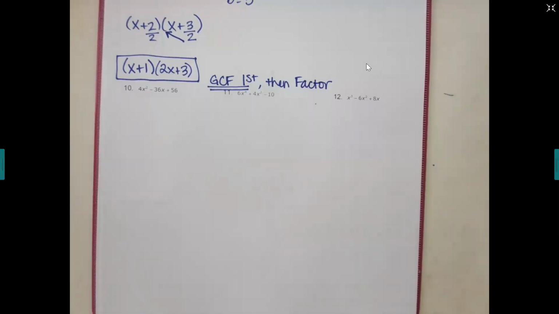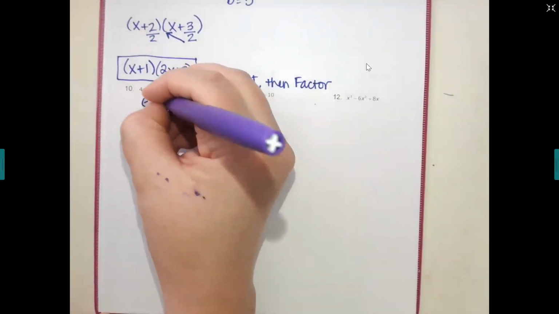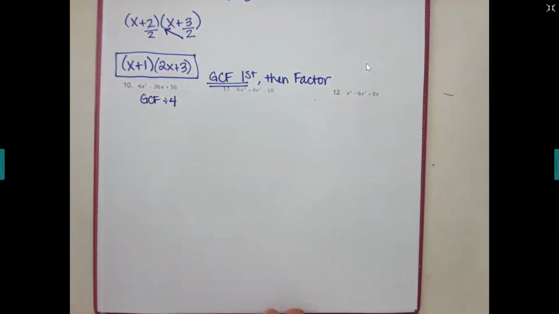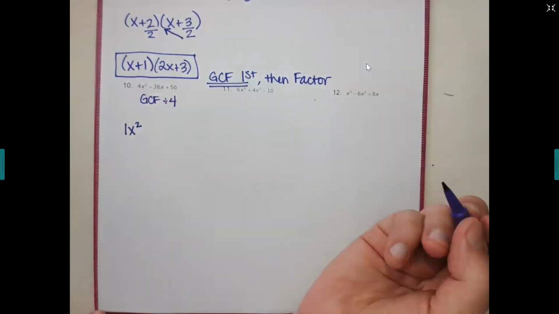Okay, they can all divide by 2, but I want you to try to think of something bigger than 2. They can all divide by 4. And remember, we want to pick the biggest thing. So even if they can all divide by 2, we're going to GCF and divide by 4. So my 4x squared divided by 4 is now a 1x squared.